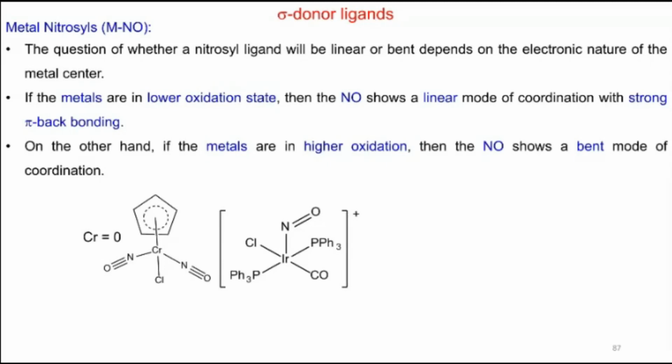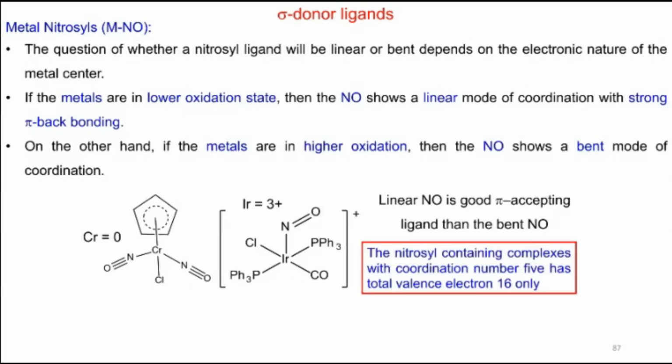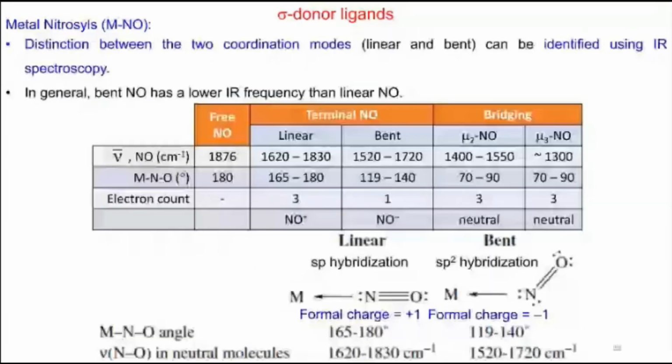+3, sir. Exactly, it is +3. Higher the oxidation state, electron density will be less, therefore back bonding will be less. So nitrosyl will be placed in such a way that it won't need more electron density. That's the reason nitrosyl is kept as a low electron, bent mode of coordination, and that is what we talk about. And these are the examples.